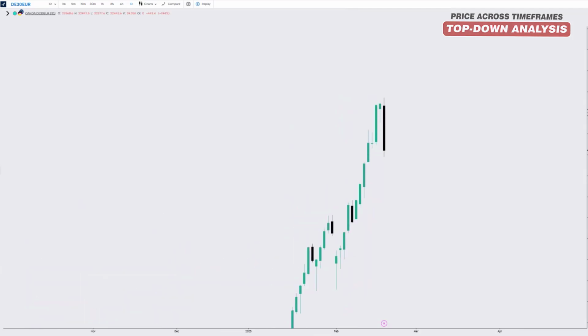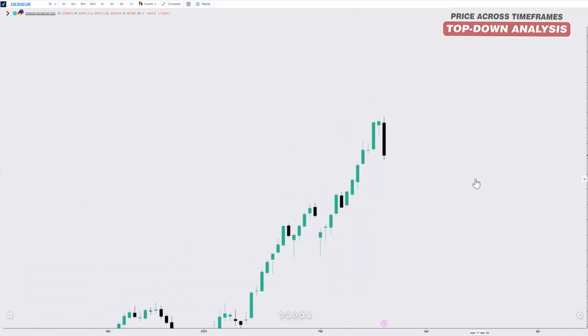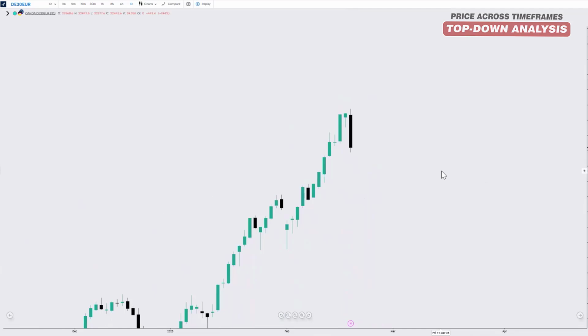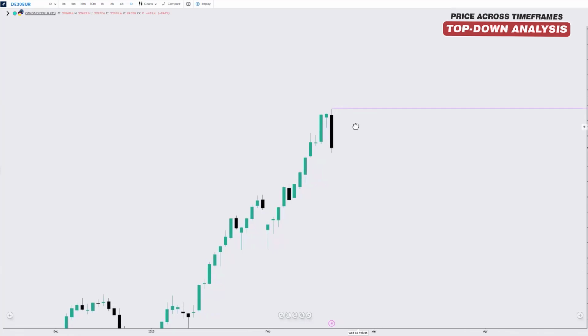Now, another thing I do when I want to do my top-down analysis is try to find my daily high and daily lows. If you look, I'm currently on the daily time frame. So here on the daily time frame, where is my daily high? This is currently my daily high right here. So this is very, very important to identify.